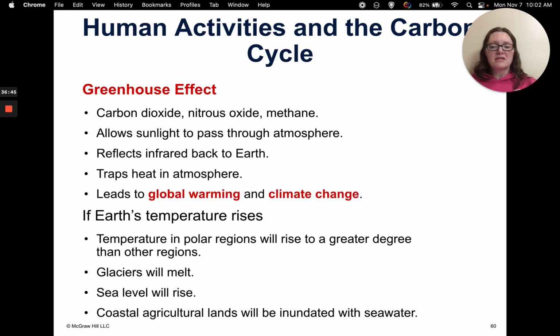Glaciers will melt, sea levels will rise, coastal agricultural lands will be inundated with seawater, causing all the coastal areas to drown, and warmer winters, coral bleaching, all kinds of things will happen.